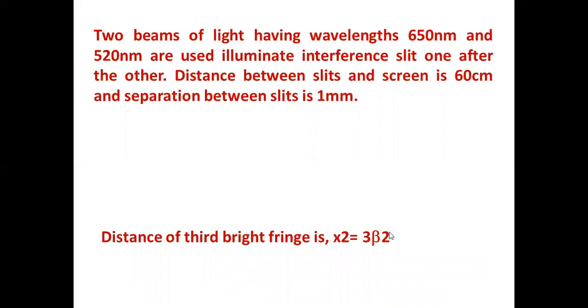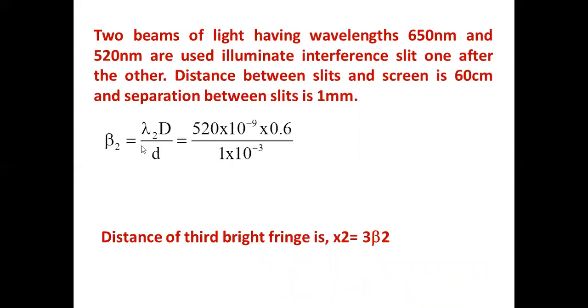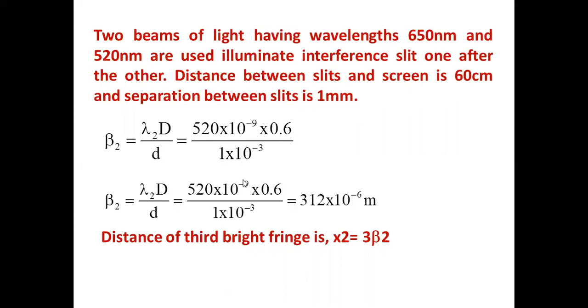Yes, switch on 520 nanometer. What is beta for 520 nanometer? Beta 2 is lambda 2 D by d. 520 nano into capital D, 0.6 meter, 60 centimeter, by small d, 1 millimeter. Now, what is beta 2? This comes to 312 micrometers or 0.312 millimeters.